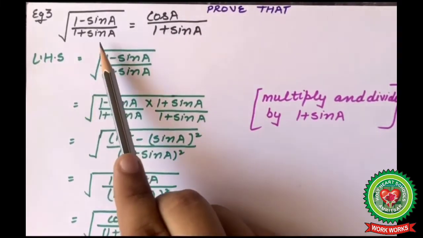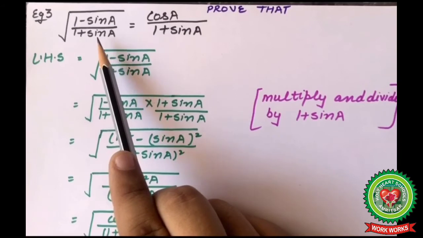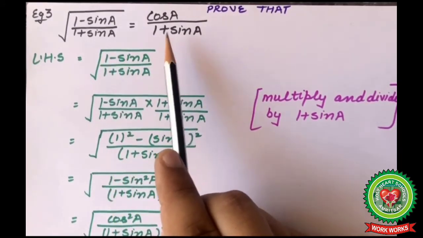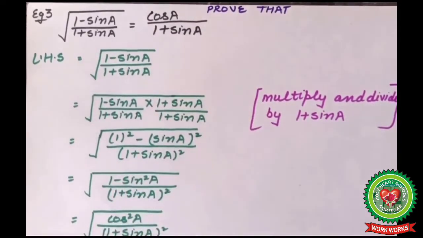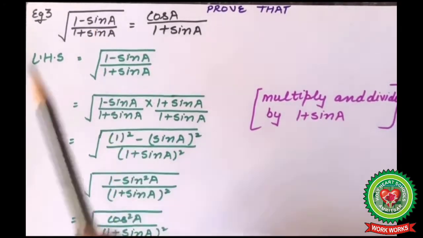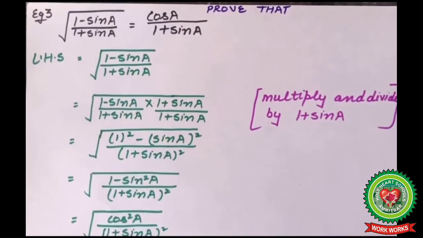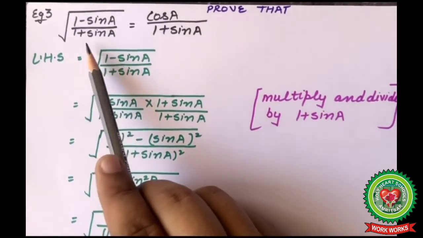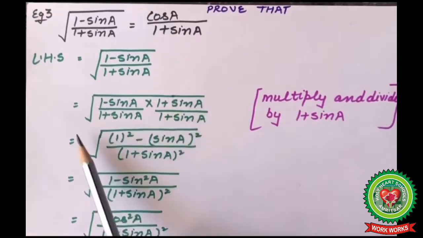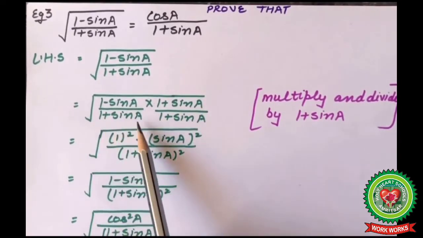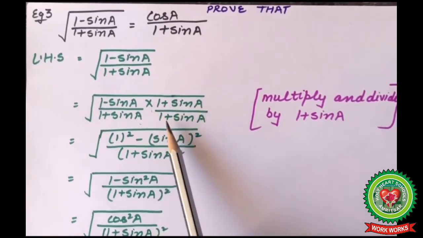Now students, as we see in the sum that the denominator of the left hand side and the right hand side, they both are same. So we don't want to change the denominator. We just want to change the numerator. So for doing that, we are going to multiply and divide with the denominator only, so that we are not going to change the denominator. So on multiplying and dividing with the denominator, that is 1 plus sin A, we'll get square root of 1 minus sin A upon 1 plus sin A into 1 plus sin A upon 1 plus sin A.